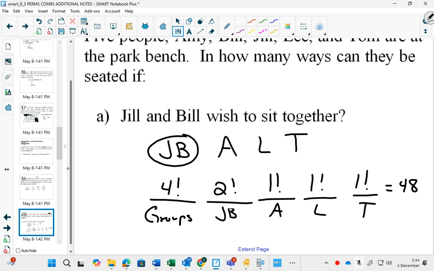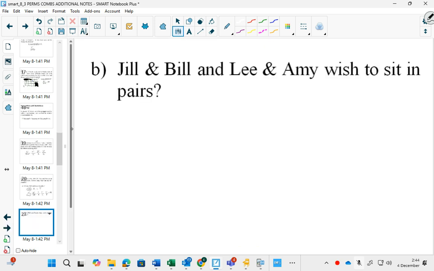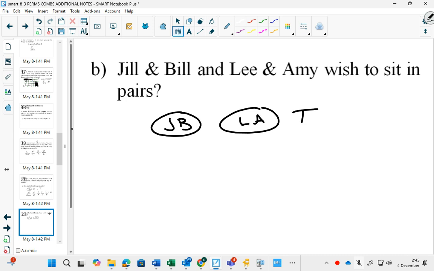Part B. Oh my, now Lee and Amy also have to sit together. Poor Tom. Don't worry, Tom gets his revenge in part C. But right now, okay, now you've got the Jill Bill, the Laney, and poor Tom. And you see that now we have 3 groups.